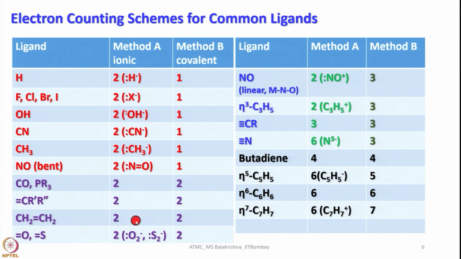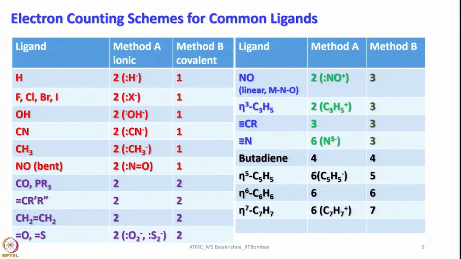If you consider oxide, O2 minus, then they are 2 electron donors or they are 4 electron donors. Similarly, if you consider NO linear, they are 2 electron donors in method A and 3 electron donors in method B, and ethylene again is a 2 electron donor in the ionic method, and in the covalent method they are 3 electron donors, and in the ionic method they are actually 4 electron donors. In case of acetylene, 3 minus, they are 3 electron donors here, and here it will be 6 electron donors. In the ionic method they are 6 electron donors, whereas here they are 3 electron donors, and butadiene is 4 electron donors. Cp minus is a 6 electron donor, whereas if you consider just Cp it is a 5 electron donor. Eta 6 benzene, for example, is a 6 electron donor, here also a 6 electron donor. And if you consider the tropylium ion, it is a 6 electron donor cation, otherwise it is a 7 electron donor.